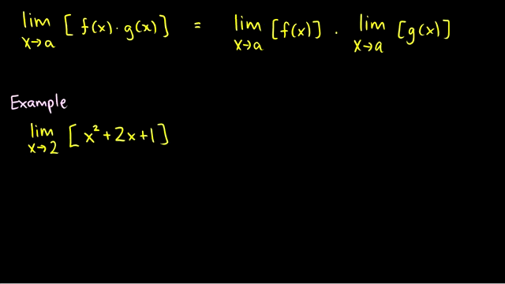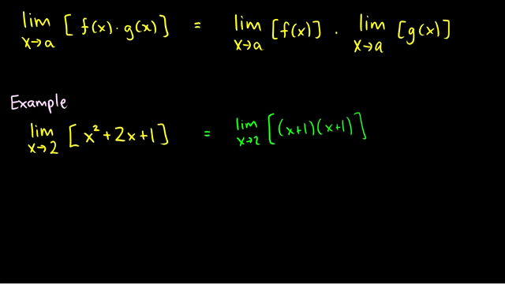The third law is that if we multiply two functions together and take their limits, we can just take their limits separately and then multiply the limits together. So here's an example. The limit as x goes to 2 of x squared plus 2x plus 1. Well, we can factor this. So let's factor this. This is just the limit as x goes to 2 of, well, this would be x plus 1 times x plus 1.